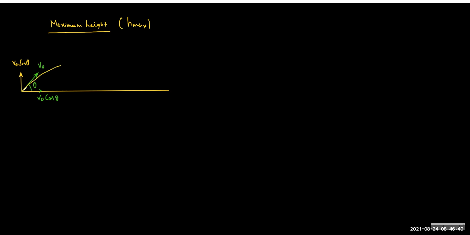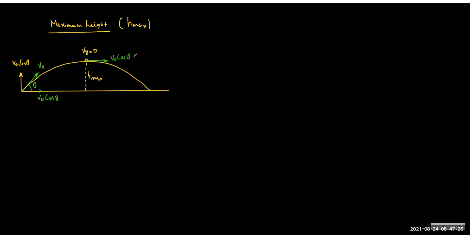So the maximum height is the height at which the Vy becomes zero. So we say it is the height at which the vertical component of velocity becomes zero. Now the horizontal will remain unaffected, because we know that there is no acceleration in the horizontal. So this component, V naught cos theta, is always intact.